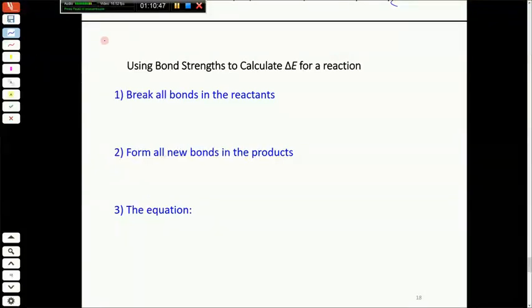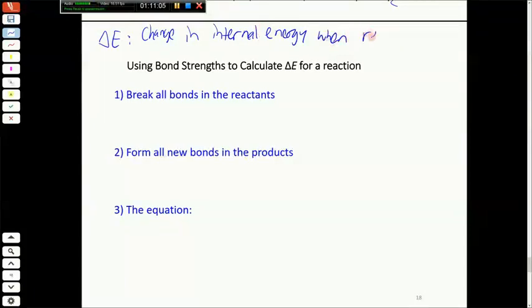These are details we're going to see a lot more of much later on in the course, but if we have a delta E for a reaction, it's the change in internal energy when reactants convert to products. So whenever we have some sort of a chemical reaction taking place where we're breaking bonds and forming new bonds, we're going to have a change in energy because the bond energies that we have on the reactant side are in most cases not going to be the same as the bond energies we have on the product side. Another way to think about this is that this is the amount of heat that's either absorbed or released by the reaction when the new bonds form.